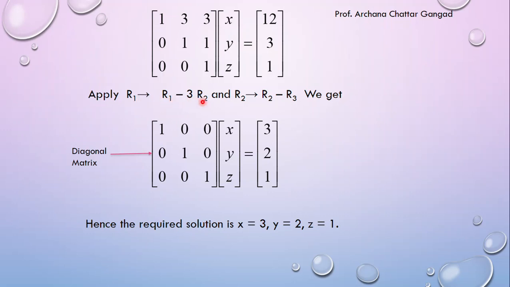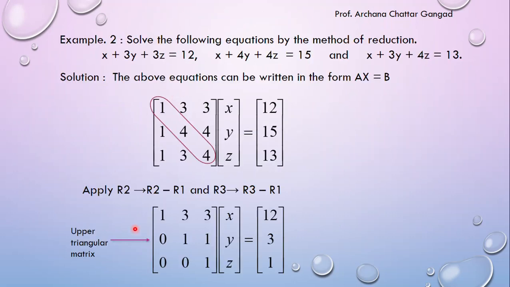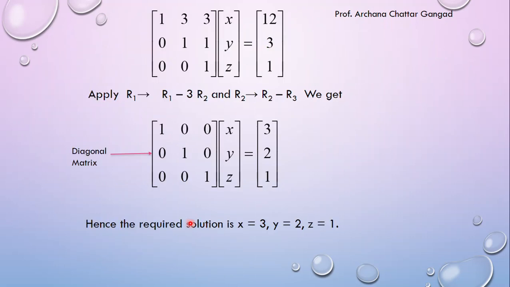Why did we perform this row operation here? Because we want to bring 0 in the first row. So the same matrix will be carried forward here: 1, 3, 3. For this position, now we have to bring 0 here. So R1 minus 3 times R2, and second, R2 minus R3.